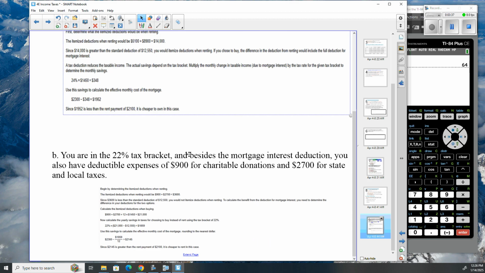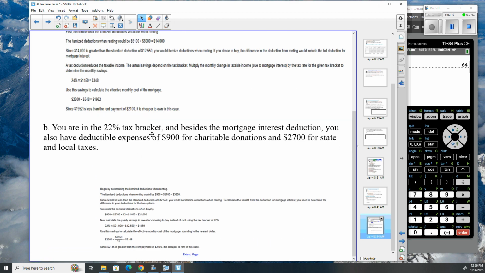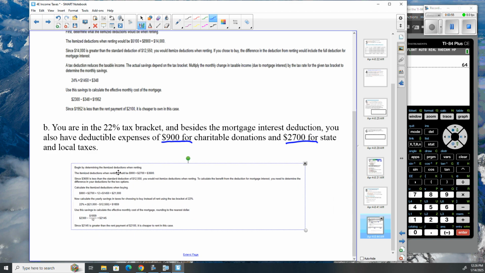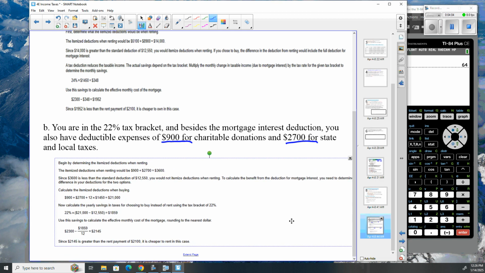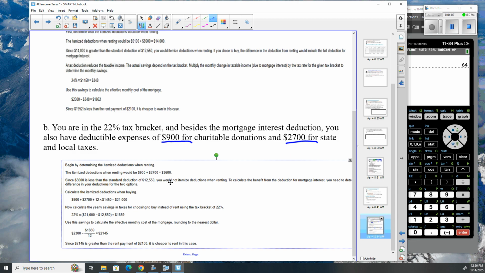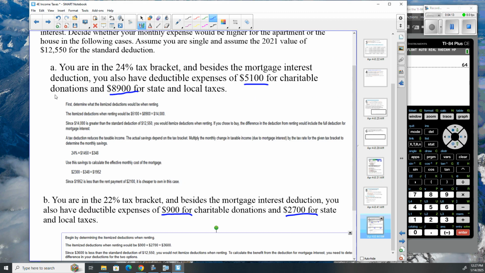Now on Part B, they changed the situation a little bit. You're in the 22% tax bracket, and besides the mortgage interest deductions, you have deductible expenses of $900 for charitable donations and $2,700 for state and local taxes. We need to determine if you would be itemizing if you rent. If you added those together, you would get $3,600. So if you rented, you would not itemize. Instead, you would take the standard deduction because the standard deduction of $12,550 is larger.